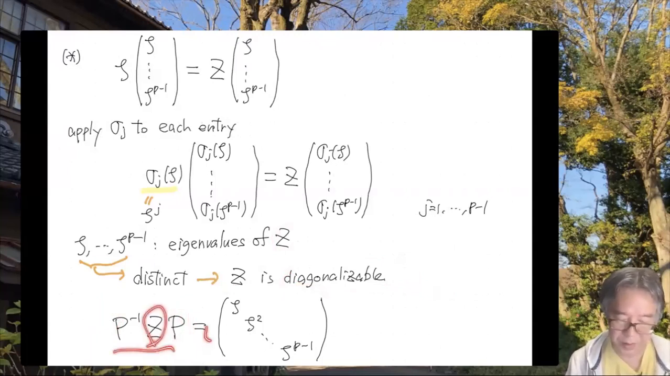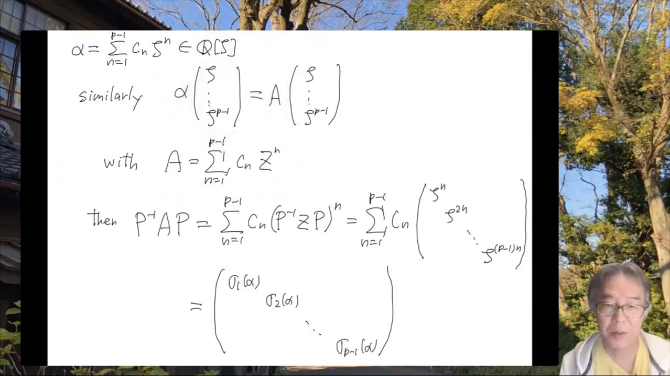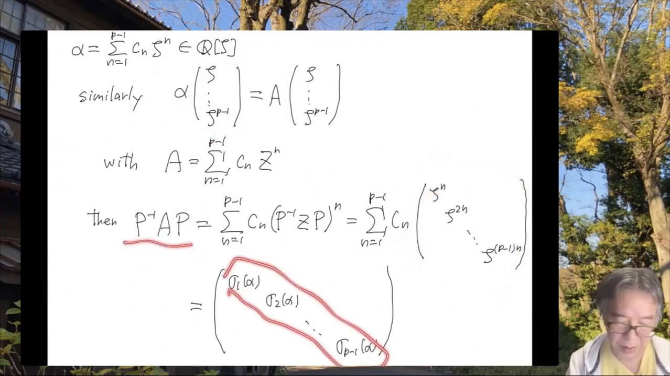So you see that this matrix Z can be diagonalized like this. Now you take alpha, which is an arbitrary element from Q of theta. You similarly consider the multiplication of this vector by alpha, and you can write it again by using a matrix A like this, and A is explicitly written in this way. So A is a matrix with rational entries. By using the same P as before, if you sandwich A by P inverse and P, you can diagonalize this. If you recall the definition of these conjugates, you find that you precisely have conjugates here.